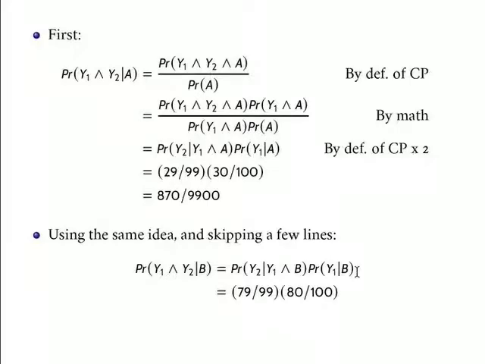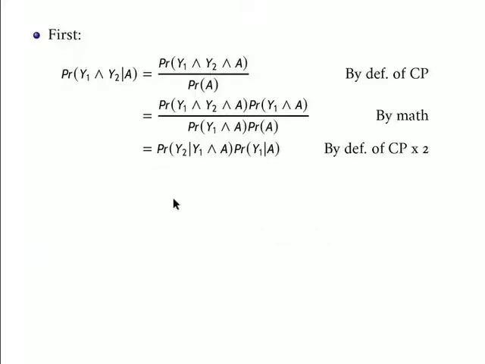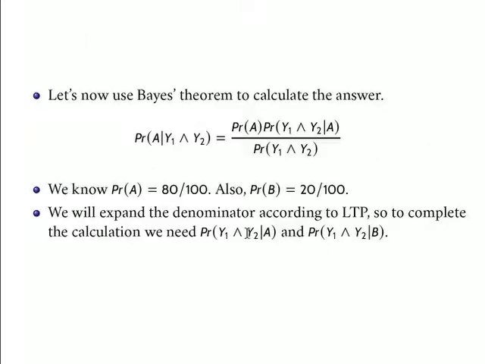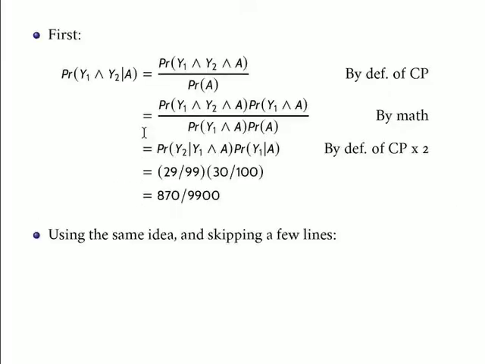And we can apply the same reasoning given what we know from the question as above, and what we get is this quantity here. And now we've determined the two numbers, the two conditional probabilities we need to fill out Bayes' theorem. So let's put it all together.